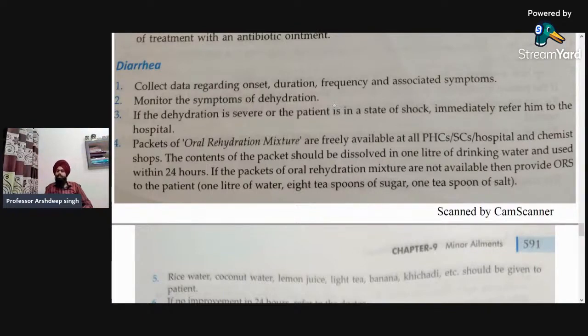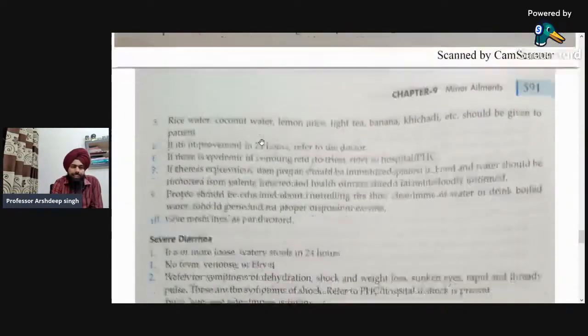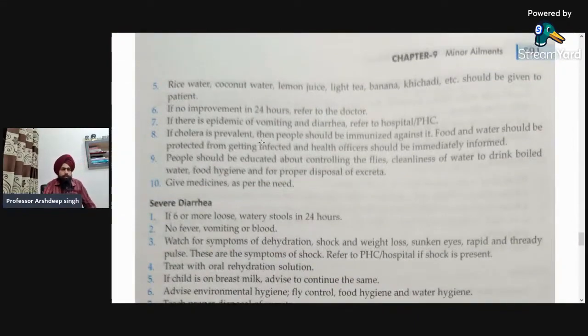Okay, so ORS, as recommended by WHO, is available in every medical store, so we should consume it if we feel that our body is having fluid and electrolyte imbalance or the condition of diarrhea. Next, rice water, coconut water, lemon juice, light tea, banana, khichdi, etc. should be given to the patient. These are the food products that might help to relieve diarrhea. And if there is no improvement in 24 hours, refer to the doctor. And if there is an epidemic of vomiting and diarrhea, refer to the hospital or PSC.